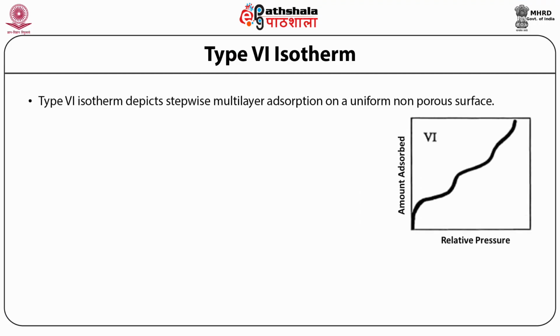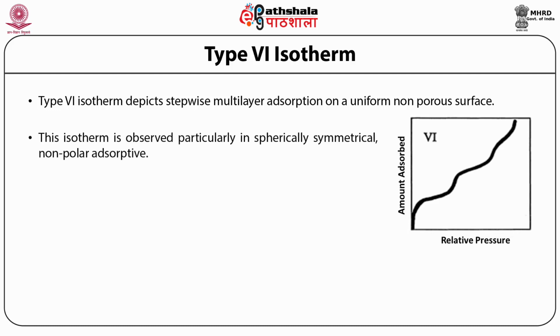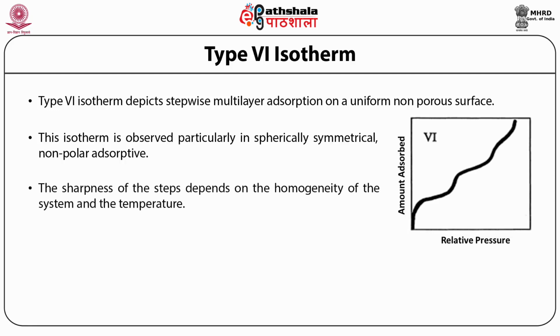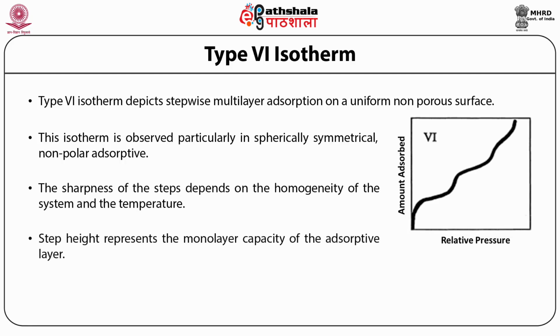Type 6 isotherm depicts stepwise multilayer adsorption on a uniform non-porous surface. This isotherm is observed particularly in the case of spherically symmetrical non-polar adsorptive. The sharpness of these steps depends on the homogeneity of the system and the temperature. Step height of type 6 isotherm represents the monolayer capacity of the adsorptive layer.